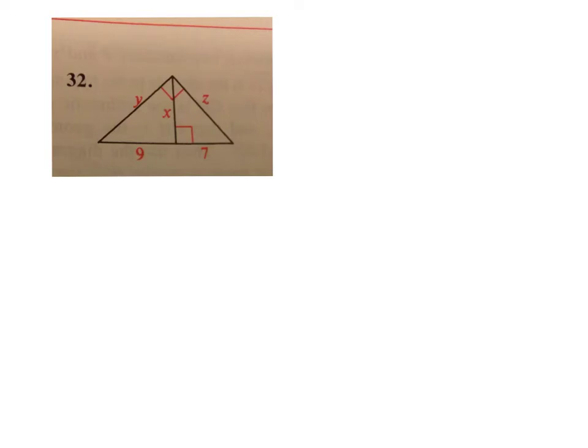Okay, so the first thing you're going to do is that you know that this is the geometric mean, based on the theorem that we discussed in class, between 9 and 7. So you would have that 9 over x equals x over 7. So x squared equals 9 times 7, which is 63, and x equals the square root of 63.